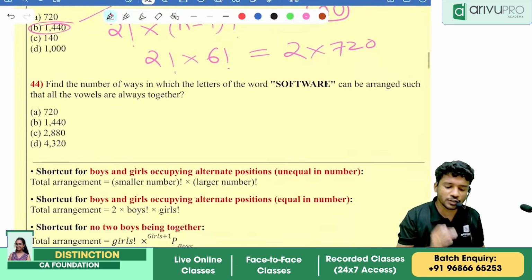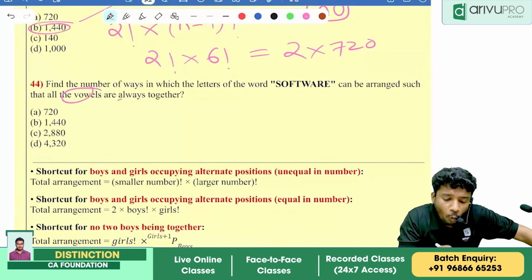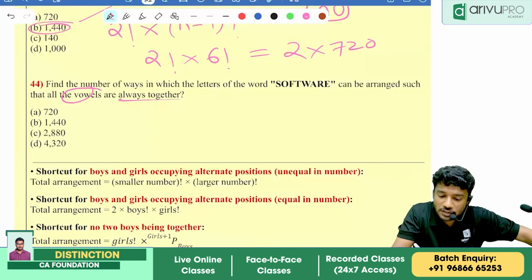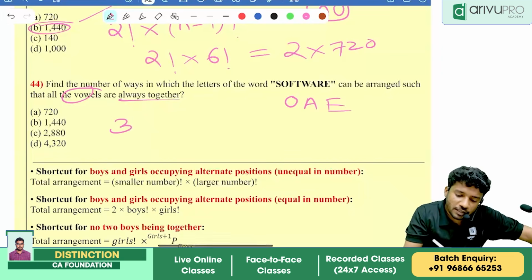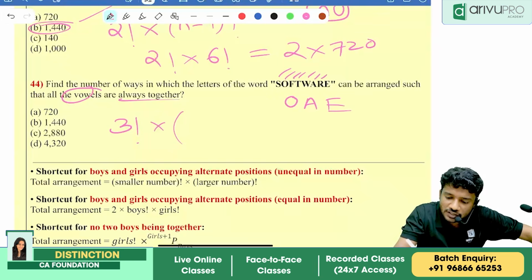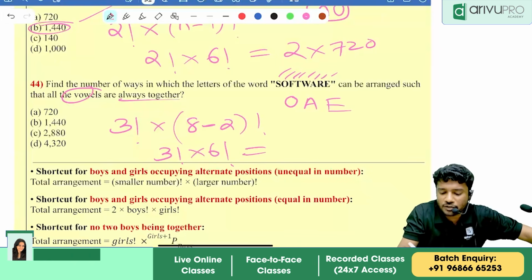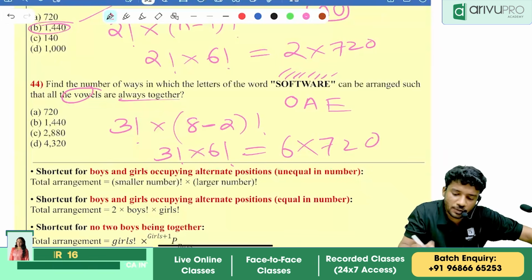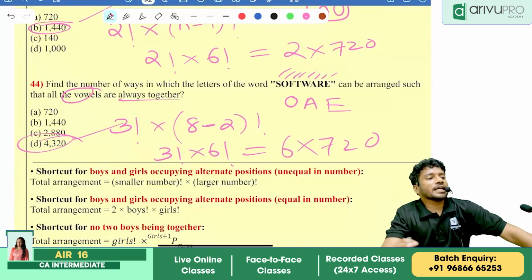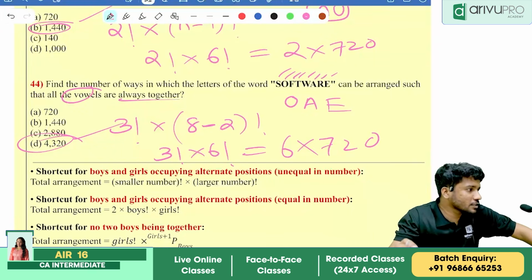1440. Next one, people. Software says that the vowels are always together. How many vowels are there? O is there, A is there, E is there. That means 3 factorial into, 1, 2, 3, 4, 5, 6, 7, 8, 8 minus 2 factorial, which is 3 factorial into 6 factorial. 6 into 720 is how much, people? 4320. Understood? Everyone got it?